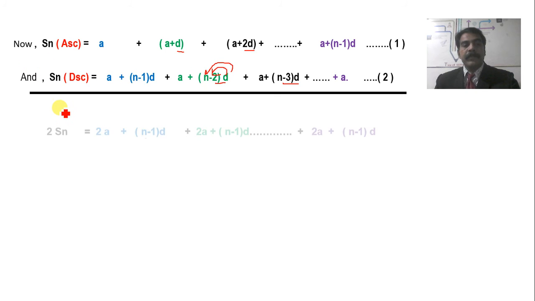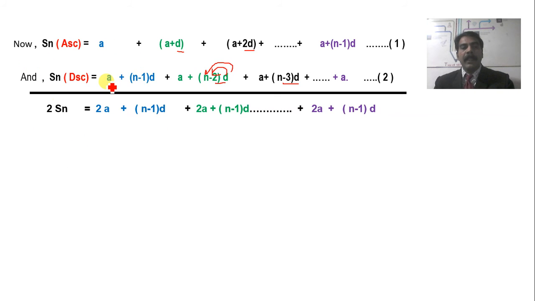So here on the left hand side we get 2Sn, and adding this value we are going to get 2a plus n minus 1 into d. Here also we are going to get the same number, 2a plus n minus 1 into d, the plus sign is already given in between them, and in the end again we are going to get the same number, 2a plus n minus 1 into d. So we are going to get the same number again and again. The same idea will be used here.